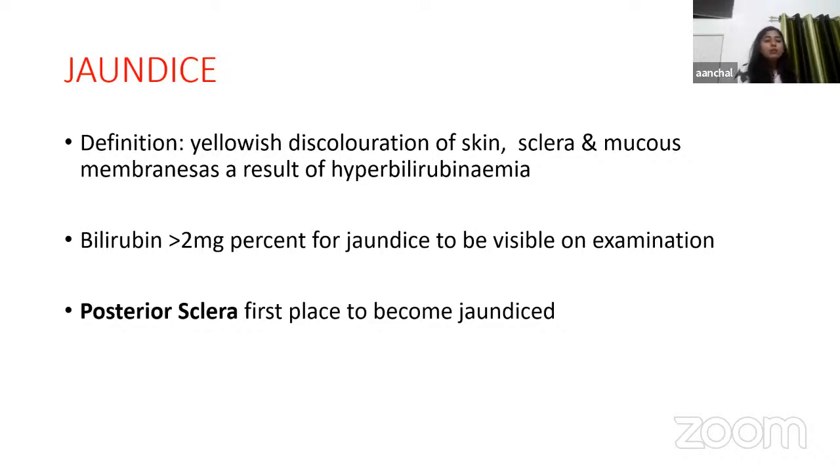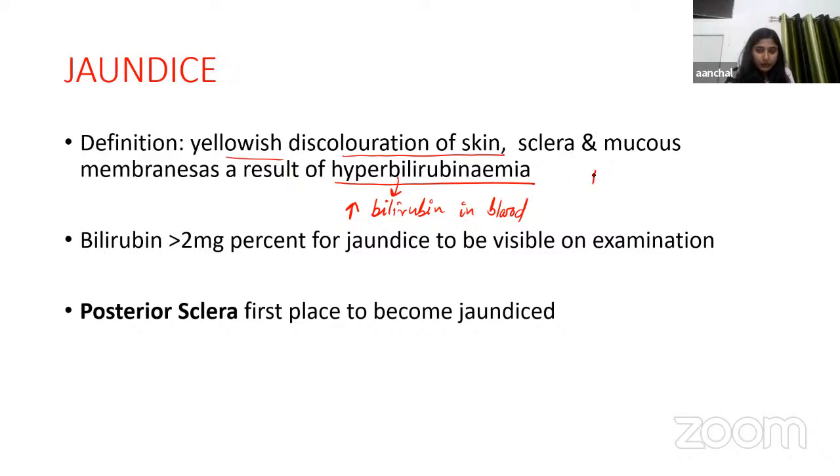So let's proceed with today's topic, that is jaundice. Jaundice is basically the yellowish discoloration of the skin, in which the first symptom the patient will show is that the skin becomes yellowish, along with the sclera and mucous membrane, as a result of hyperbilirubinemia, meaning there will be an elevated level of bilirubin in the blood. That is known as hyperbilirubinemia.